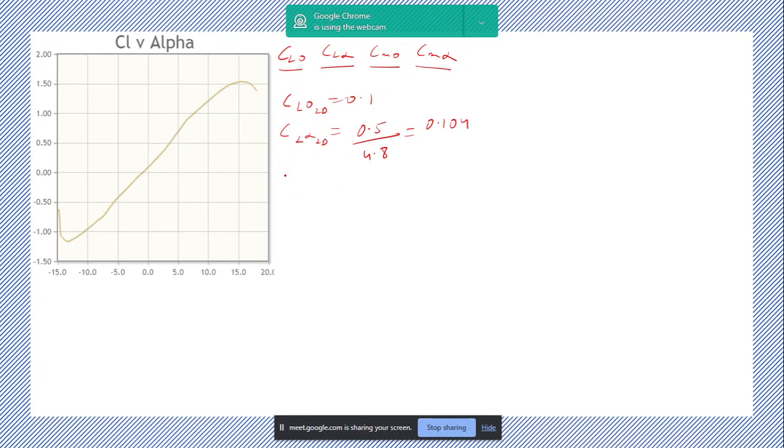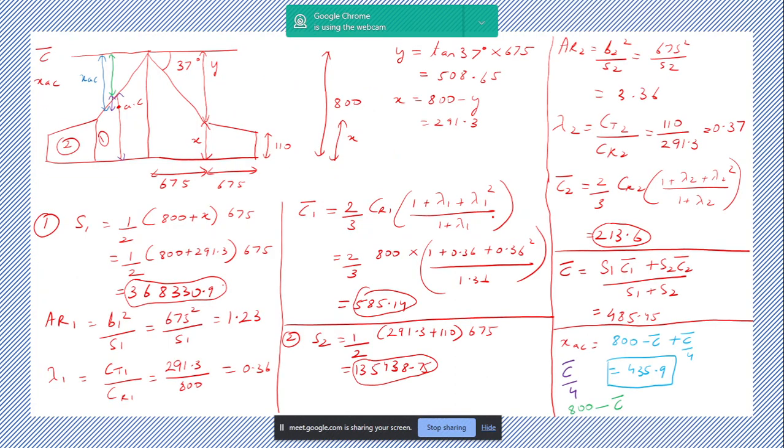Okay, for CL alpha we have a straightforward formula. CL alpha 3D equals CL alpha 2D divided by 1 plus CL alpha 2D by pi e AR. CL alpha 2D is 0.104. So 1 plus 0.104 by pi, take e as 1. And what was the aspect ratio? This was your structure. How do you find out the aspect ratio of the overall structure?